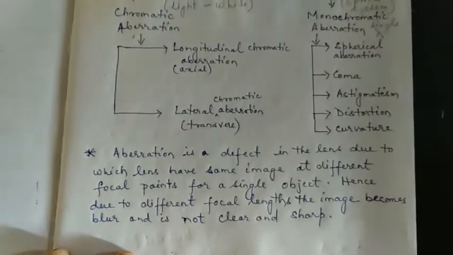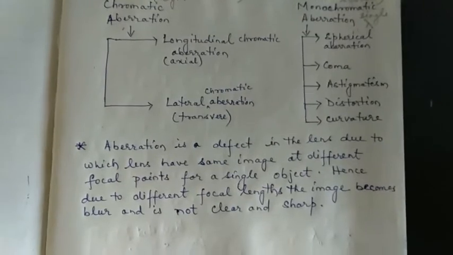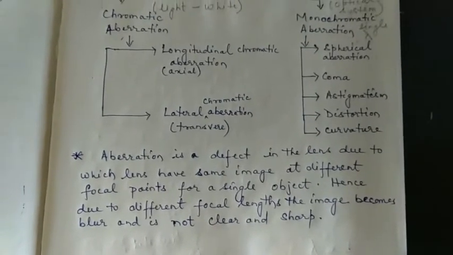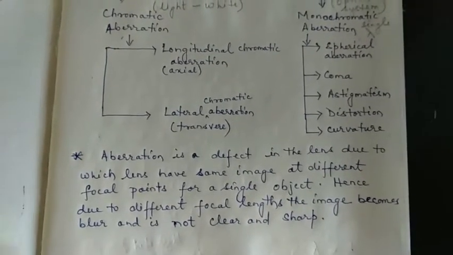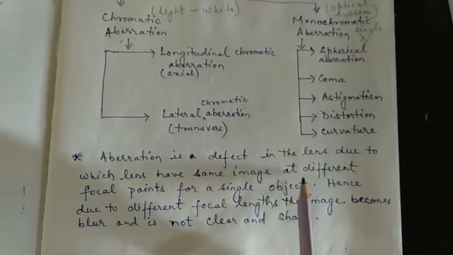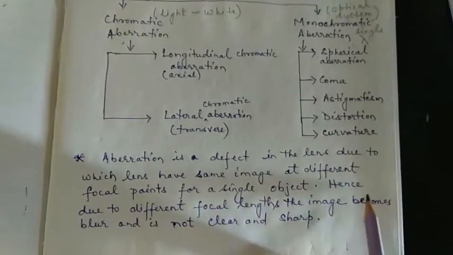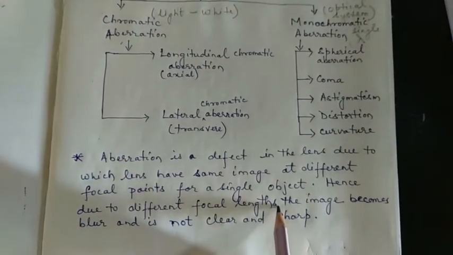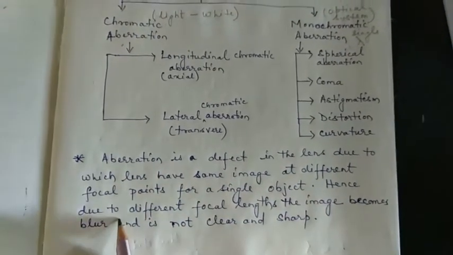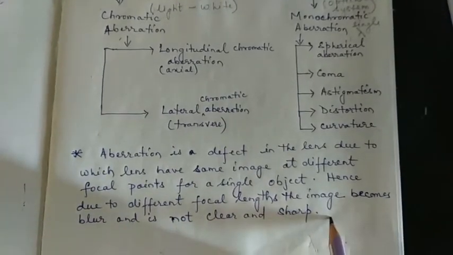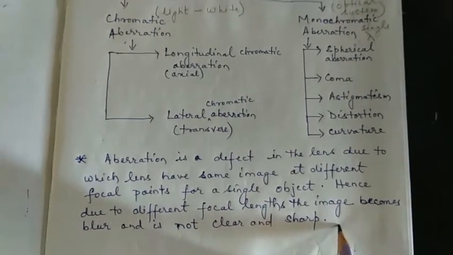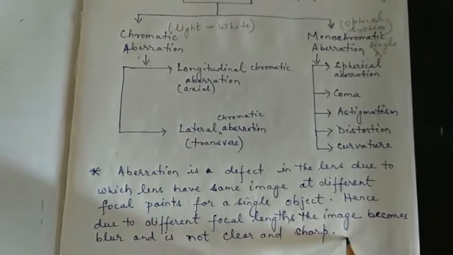So aberration is a defect in the lenses due to which the lens forms the image at different focal points for a single object. Hence, due to different focal lengths, the image becomes blurred and is not clear and sharp. So this is what aberration is.